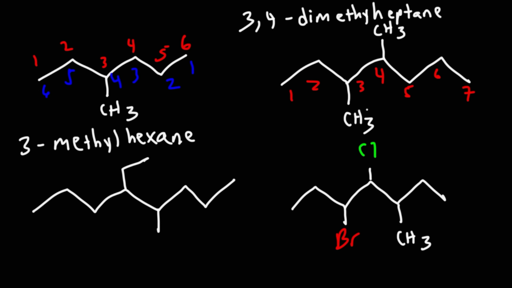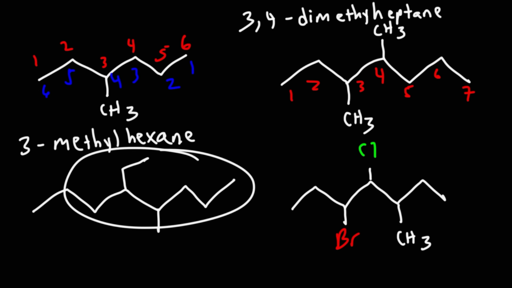Whenever you have a 1-carbon substituent, it's called methyl. A 2-carbon substituent is ethyl, a 3-carbon substituent is propyl, this is isopropyl. This as a substituent is sec-butyl, and this here is tert-butyl. So those are some other substituent names that you want to be familiar with.